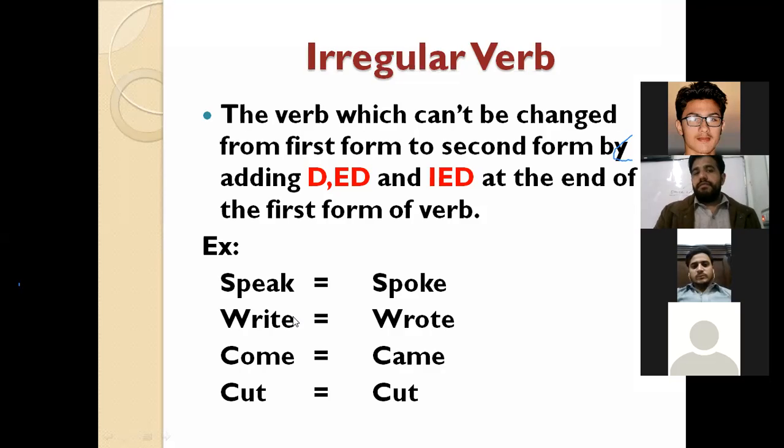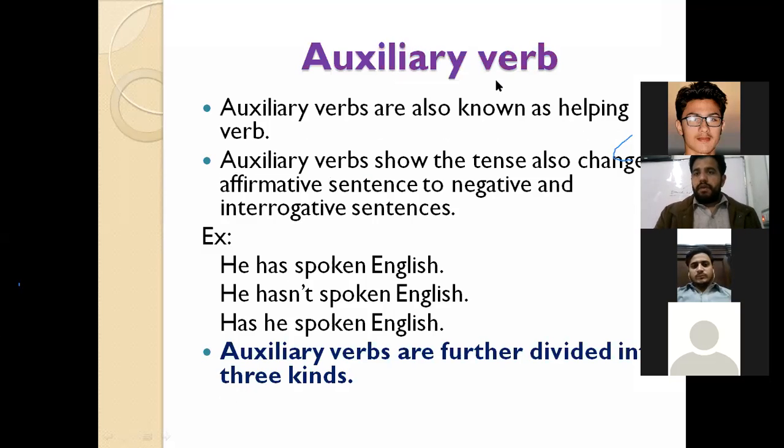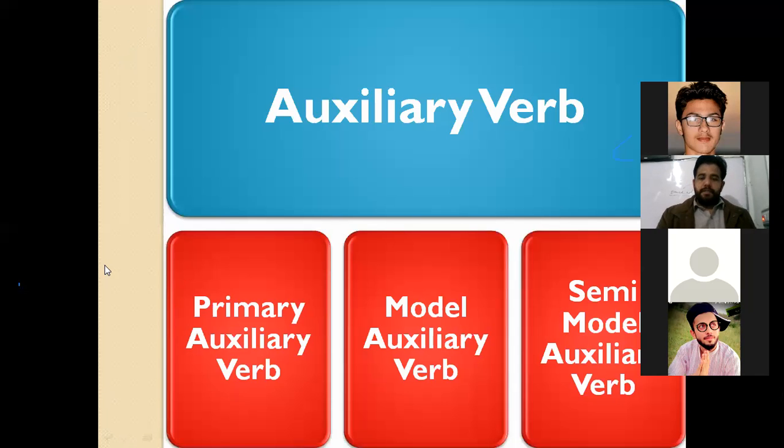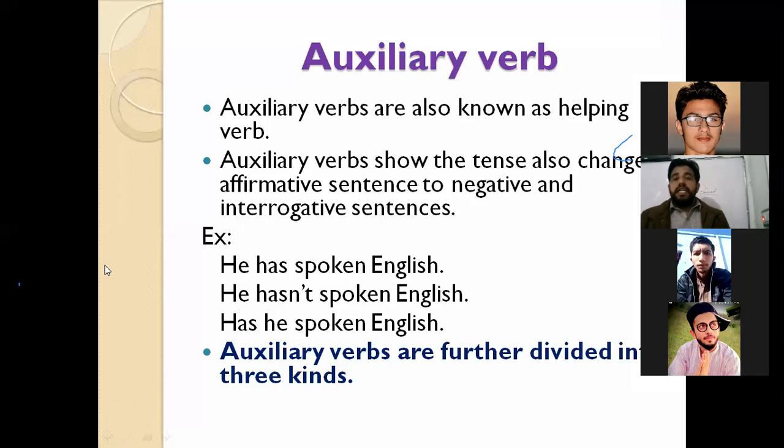Clear. Yes, sir. We will go to the next one then, auxiliary verb. Auxiliary verbs are also known as helping verbs. Like in school, we learn the name for it, helping verb. Auxiliary verb and helping verb are almost the same. So, an auxiliary verb shows the tense, and also changes an affirmative sentence to negative and interrogative.